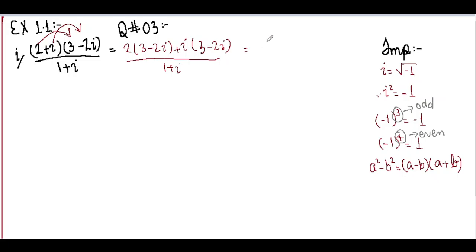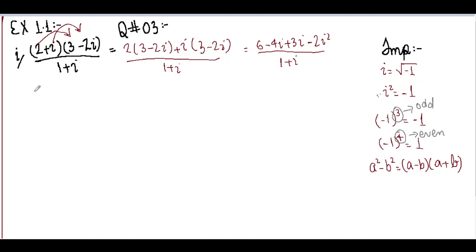So 2 into 3 minus 2 iota gives us 6 minus 4 iota, plus 3 into iota gives us 3 iota, and minus 2 iota into iota gives us minus 2 iota square, whole divided by 1 plus iota.